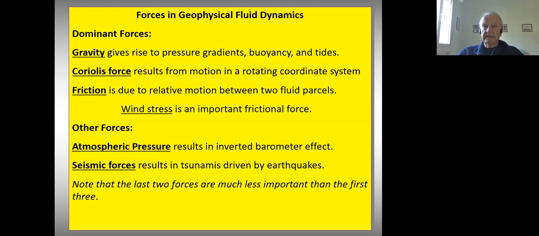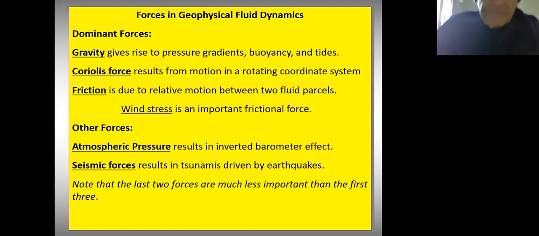The wind stress is the frictional force between the atmosphere and the ocean, but relative motion between two fluid parcels exists also in the ocean itself, because there is always relative motion between different parcels in the ocean, or there is a relative motion between the water masses and the bottom. Also there we have a frictional force.